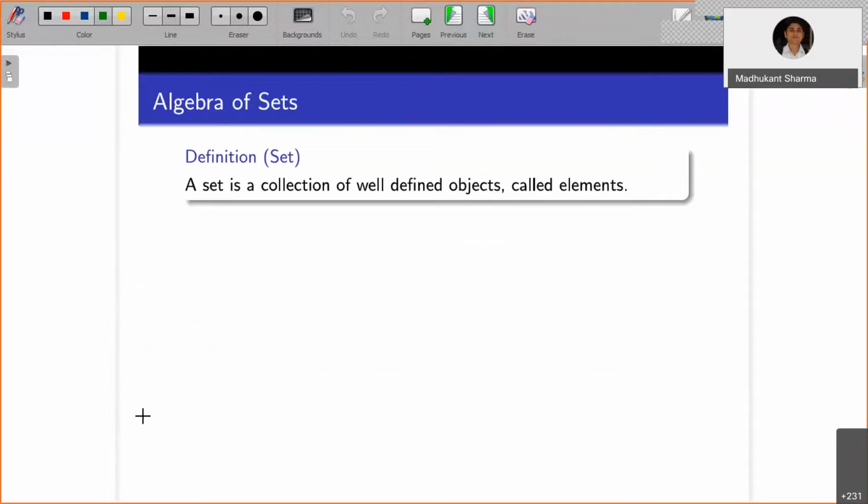Okay. So now we are in a position to define the set. A set is well known. It's a collection of well-defined objects, which we call elements, or objects as well. The elements of the set should be well defined. For example, you can decide the set of students who are scoring A grade and B grade.